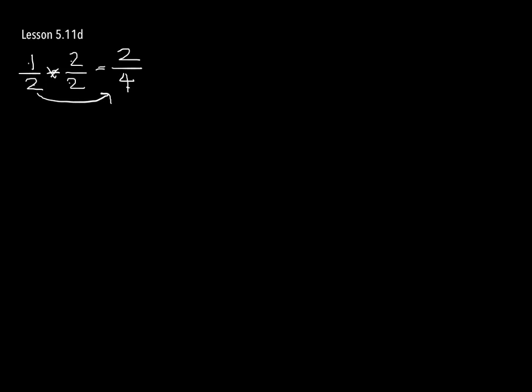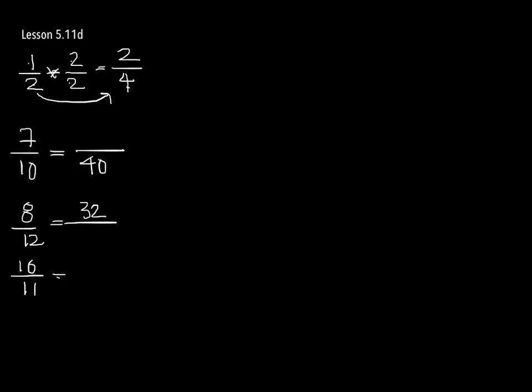So problems for you to work on for this: 7/10 equal to blank 40th. Okay? 8/12 is equal to 32 over we don't know. 10/11 is equal to blank over 66. And then 9/15 is equal to 45 over we don't know.